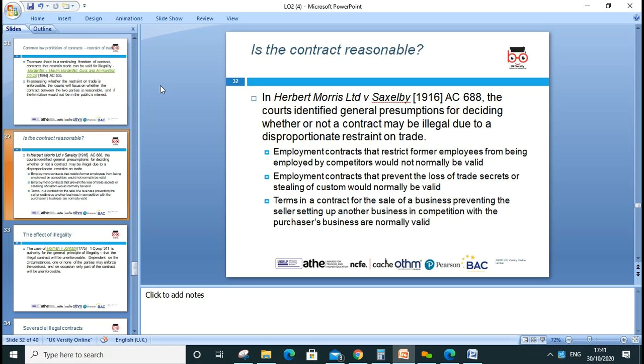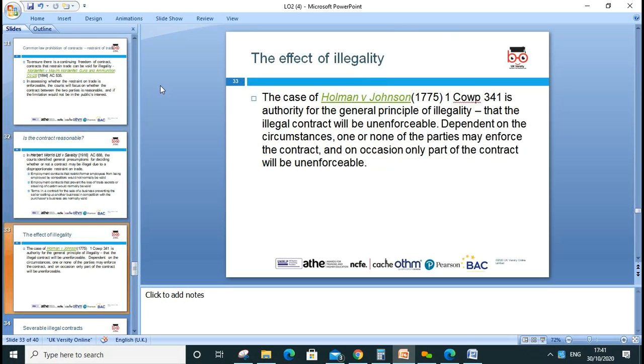An employment contract that prevents the loss of trade secrets and the stealing of customers would normally be valid. The term in a contract for the sale of a business that prevents the seller from setting up another business in competition with the purchaser of the business.